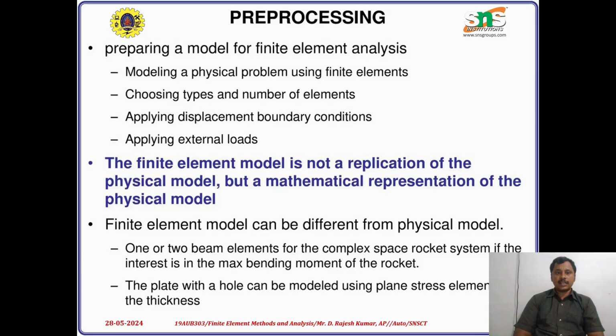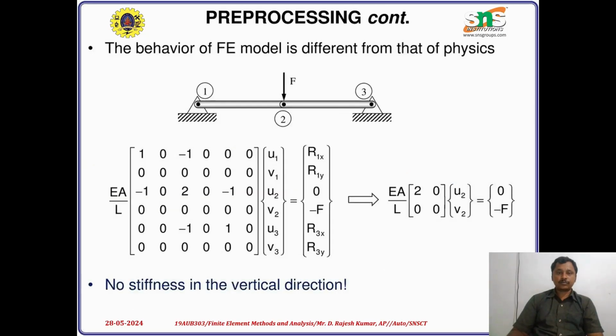Pre-processing is stage one of FEM, which is used to model a physical problem, choosing the number of elements, and also to apply the displacement boundary conditions and the external loads. So it is the stage where all the preliminary work is carried out in the software. Here in this pre-processing stage, the behavior of the finite element model is different from that of the physics.